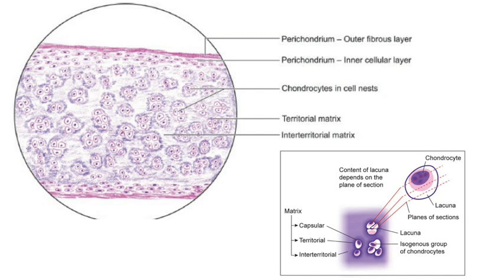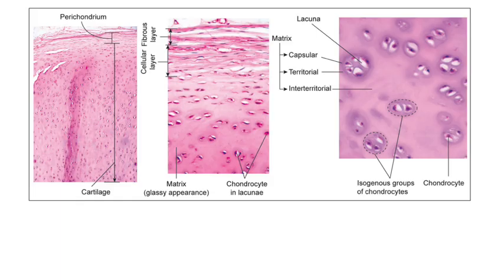This diagram is showing the outer fibrous, inner cellular layer of the perichondrium. These are the cell nests. This you can draw in your exam or in your journal. One more slide to show. This is under high power, how the cell nest is seen.